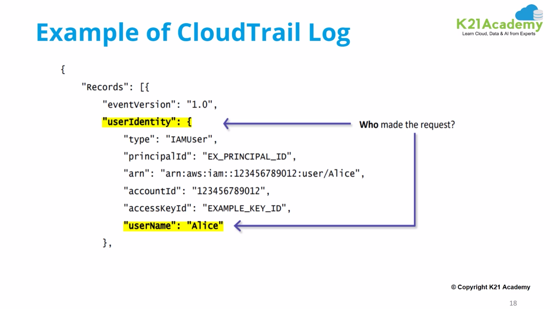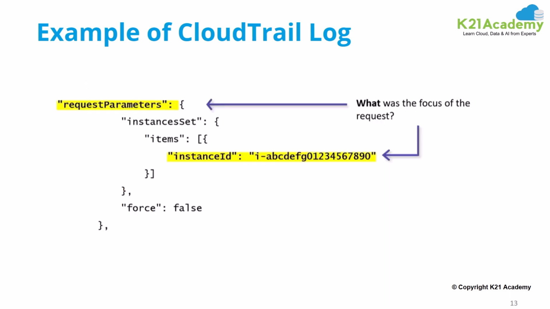This example log file shows the IAM user name Alice, who called the stop instance action. So the user Alice, let's say, stopped the instance by using the CLI. In this section of the log, you get information about who made the request, that is Alice. Now if you go to the next section, you get the information about the focus of the request. In this case, the focus of the request was the instance, and you can see the instance ID, i-abcdefg0123 something.